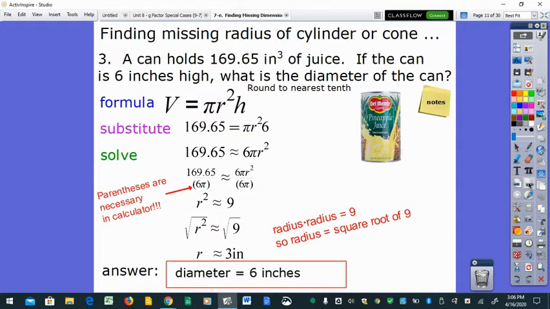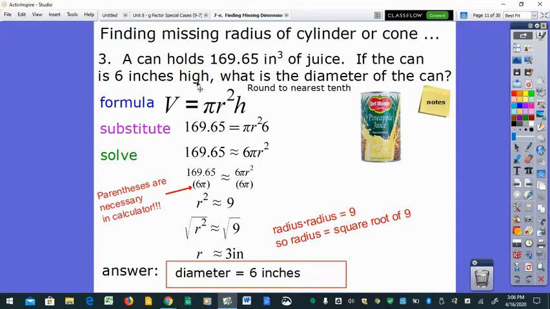So let's take a look at this pineapple juice can, this cylinder. The can holds 169.65 inches cubed of juice. Before I go any further in the problem, I see those units. Boy, is that important, because without even the word volume, I know that's the volume because of the units. It has cubic units, so the 169.65 is the volume, and we'll in a moment take the V spot.